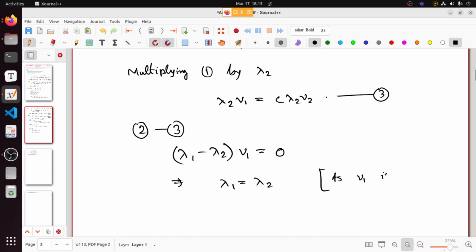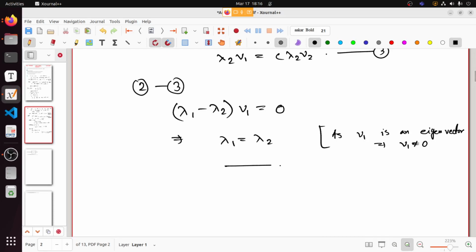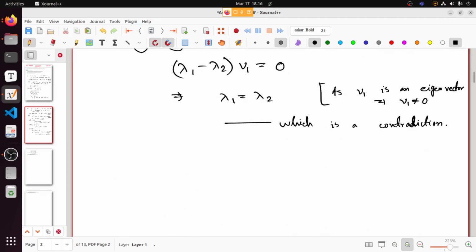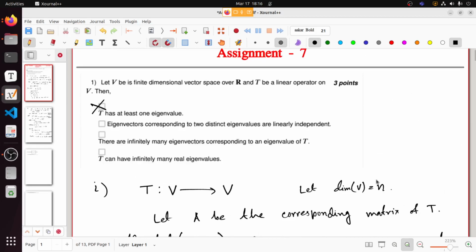As v1 is an eigenvector, it implies v1 not equal to 0, right? So lambda 1 equals lambda 2, which is a contradiction, right? We have assumed lambda 1 not equal to lambda 2, which is a contradiction. So therefore eigenvectors are linearly independent. Therefore v1 and v2 are linearly independent. Right, so option number 2 is true. So option number 2 is correct.